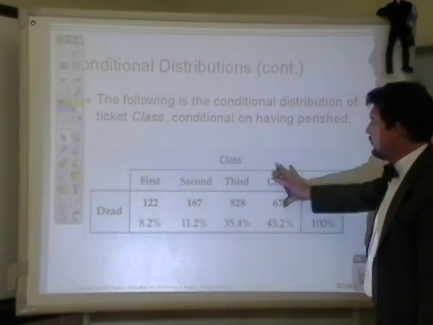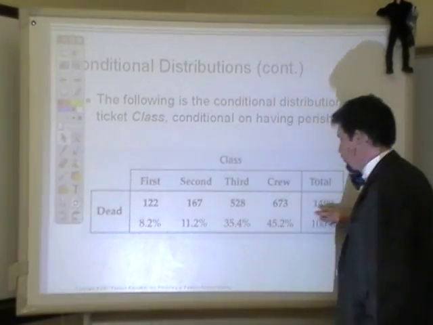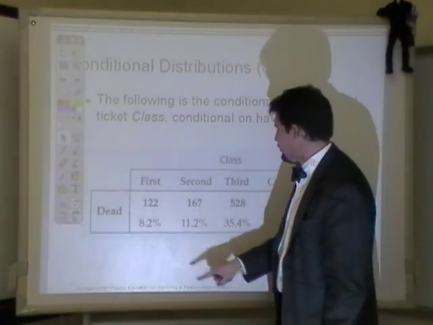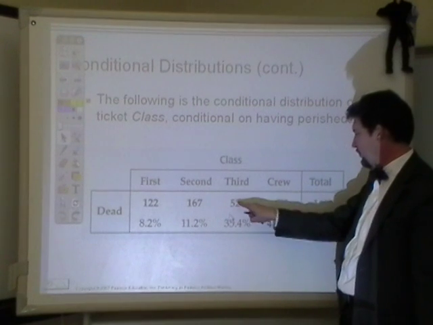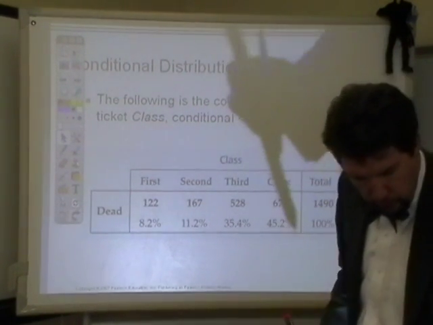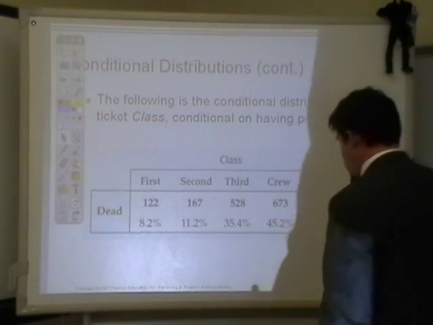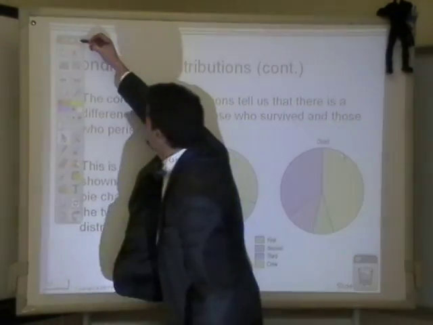Oh, all right, so here's a conditional distribution of having perished, and my population is just the dead people. 122 dead, 100 first class, 167 second class that were dead, 528 third class that were dead, 673 crew that were dead. Let's see if this is going to work still. It did. Okay, so now let's roll this up.